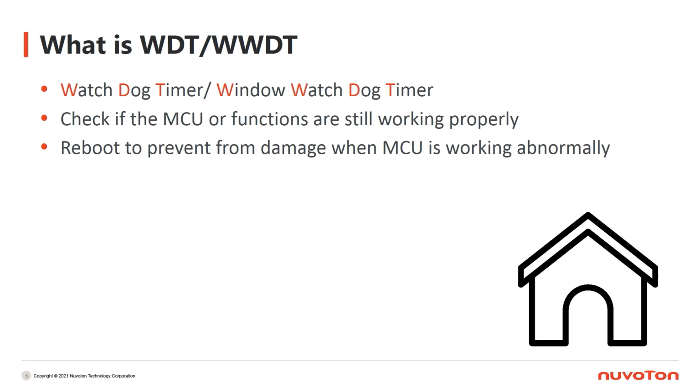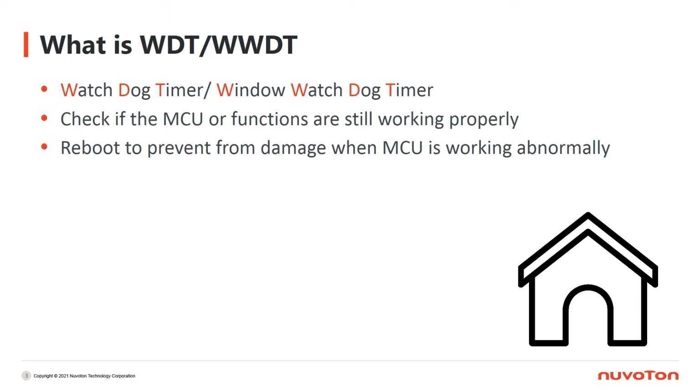What is WDT and WWDT? WDT stands for Watchdog Timer, and WWDT stands for Window Watchdog Timer. They are a piece of hardware circuit in our system, and they are used to check if the system is still working properly. When it detects that the system is working abnormally, it will reboot or reset the system to recover it. This mechanism can prevent system from entering a further damaged situation.